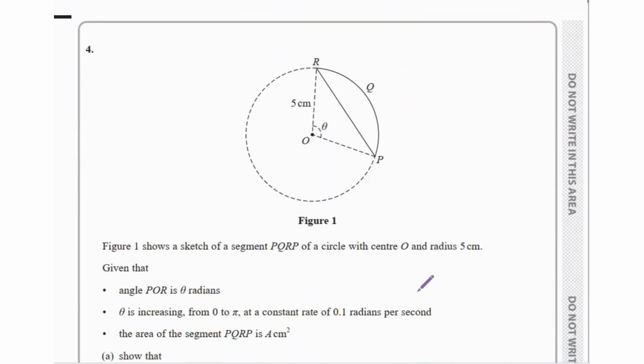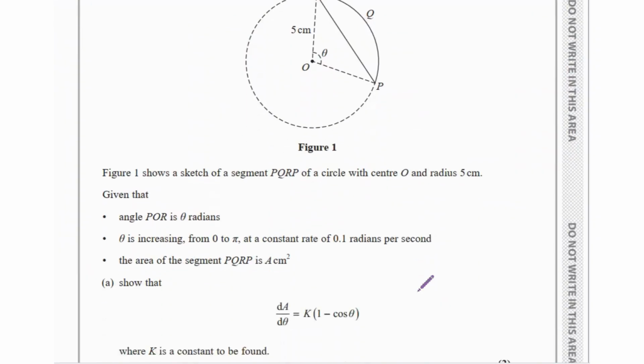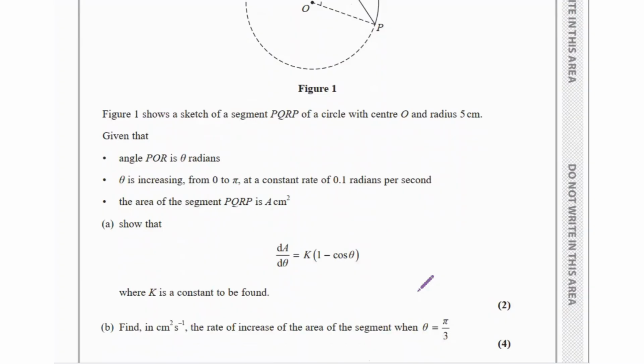And figure 1 shows a sketch of a segment PQRP of a circle with center O and radius 5 centimeter. Given that angle POR is theta radians, theta is increasing from 0 to pi at a constant rate of 0.1 radians per second. The area of the segment PQRP is A centimeter square. We have to show that dA by d theta is equal to k times 1 minus cos theta, where k is a constant to be found.